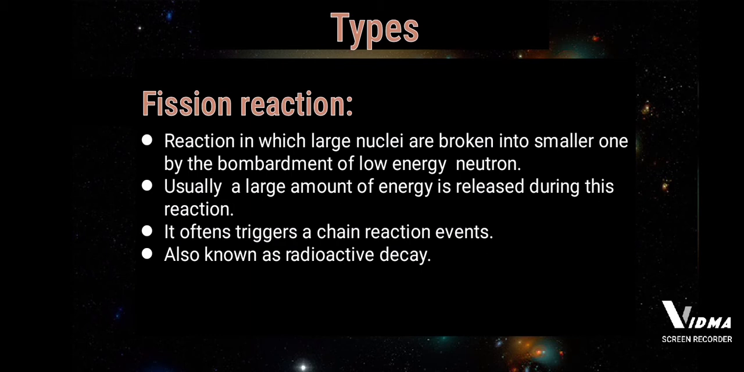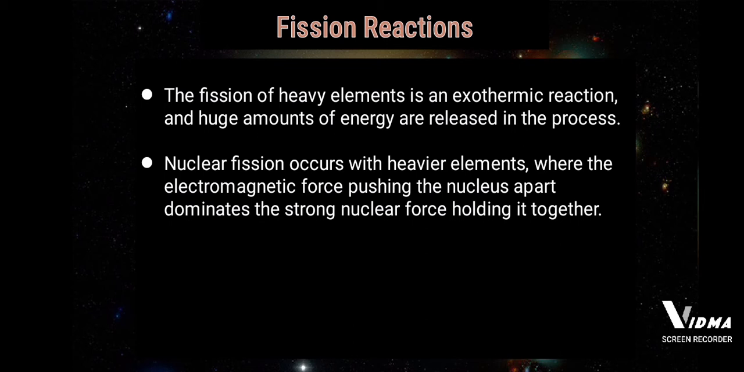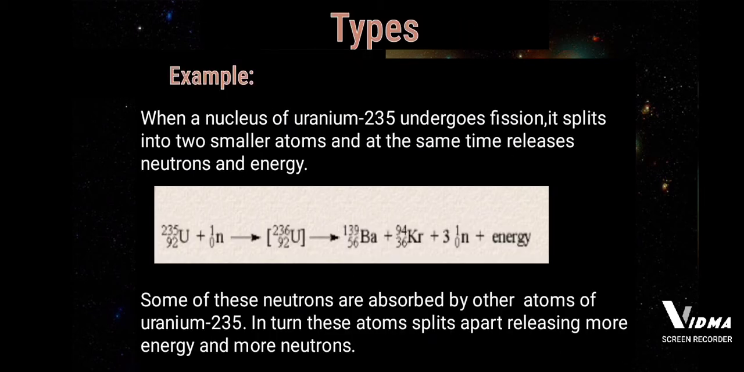How? Basically, extra neutrons are also released in fission reactions, which can split additional atoms, resulting in a chain reaction. So that releases a lot of energy. I will explain this point by diagram in the upcoming slide. So fission reaction is also known as radioactive decay. The fission of a heavy element is an exothermic reaction and a huge amount of energy is released in the process. So nuclear fission occurs with heavier elements where the electromagnetic forces pushing the nucleus apart dominate the strong nuclear force holding it together.